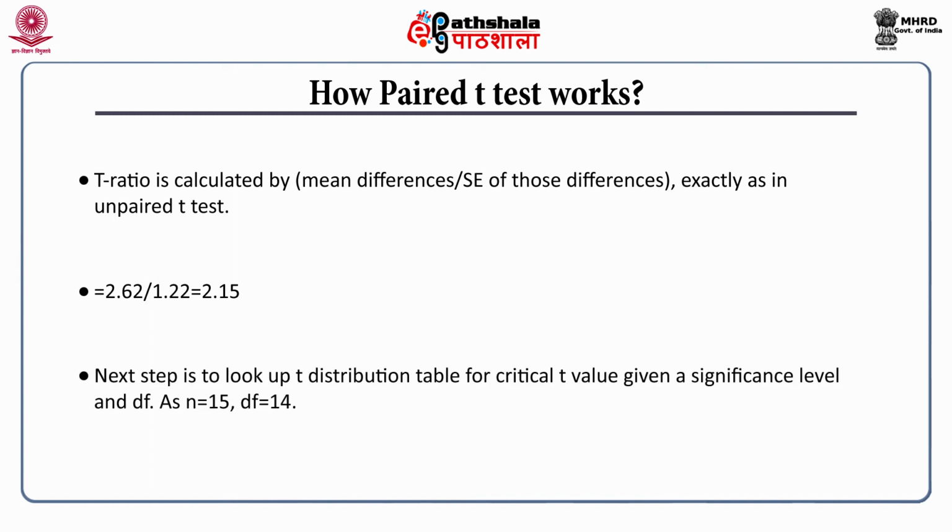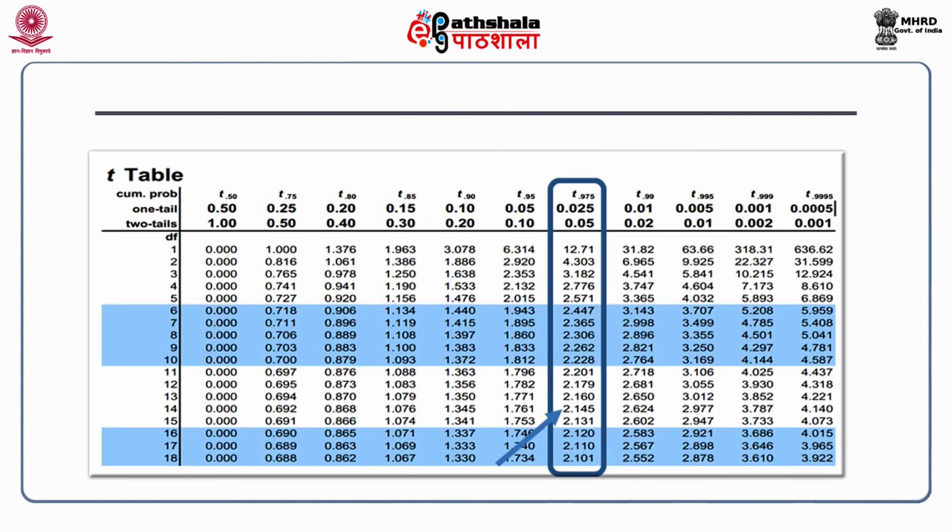The next step is to look up the t distribution table for the critical t value, given a significance level and the degrees of freedom. As our n is 15, the degrees of freedom is n minus 1, that is 14, and the significance level, of course, is arbitrarily taken as 0.05. We can look up this value, that is 2.145, and the obtained value is 2.15. So the table value is a little bit less than the calculated value of 2.15.